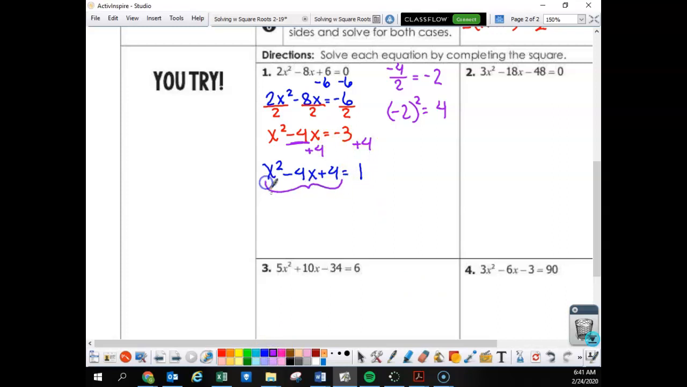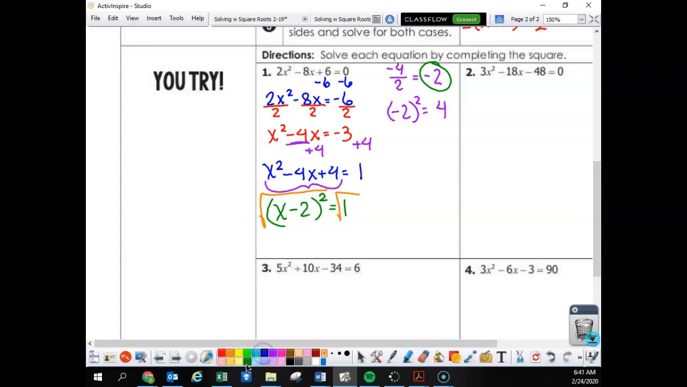This factors out to be x minus 2. So x minus 2 quantity squared equals 1. Then you take the square root of both sides. If I'm going too fast, please slow down the video.